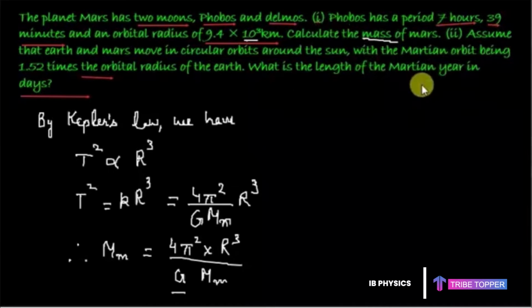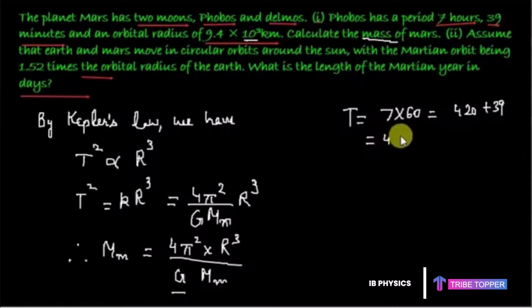which means we'll convert the time period into seconds. So 7 into 60 minutes is 420 minutes plus 39 minutes, so therefore we get 459 minutes, and we have to convert this T into seconds, so we would have this into 60 in seconds.